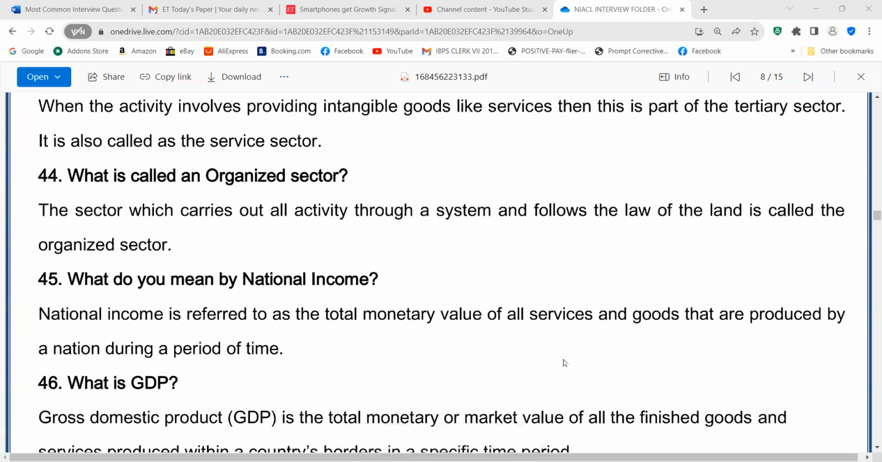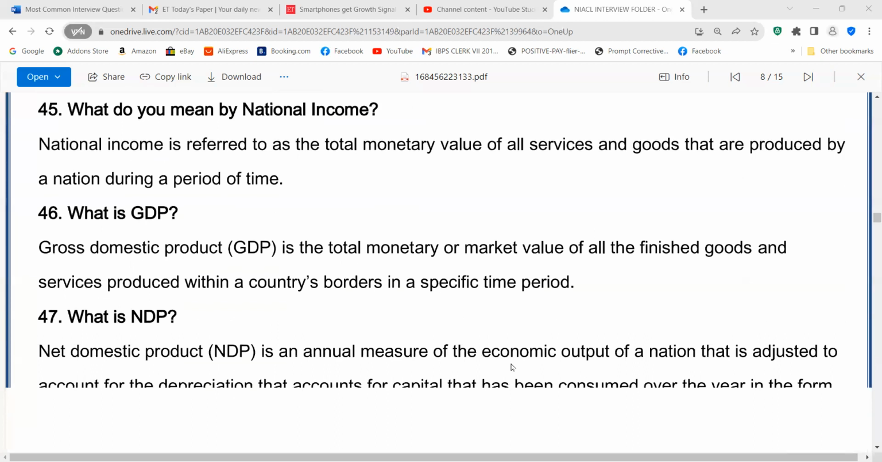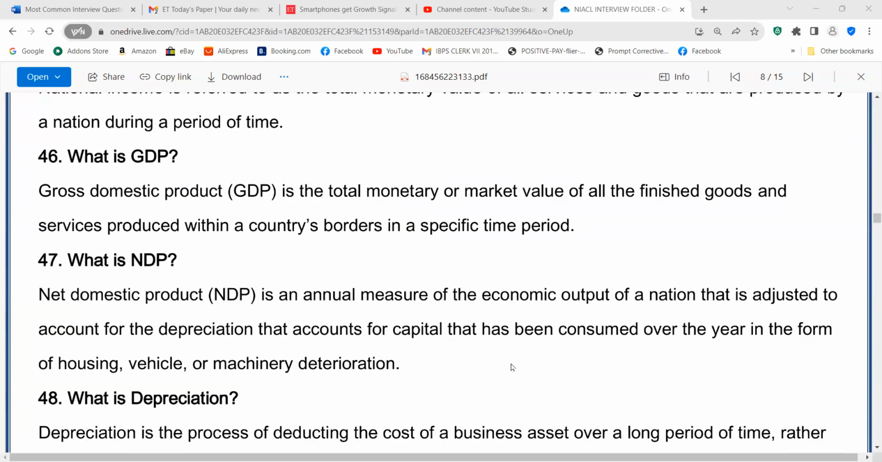What do you mean by national income? National income is referred to as the total monetary value of all services and goods that are produced by a nation during a period of time. Good. Continue. What is GDP? GDP is the total monetary or market value of all the finished goods and services produced within a country's borders in a specified time period.